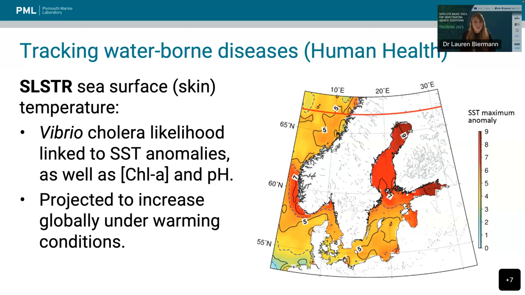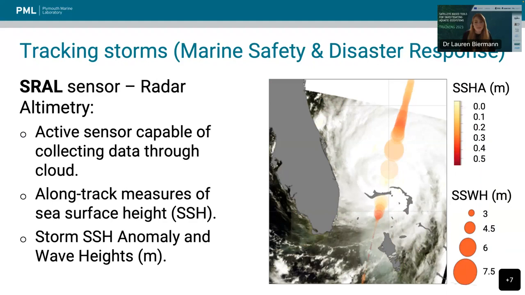tracking waterborne diseases. By taking the temperature of the skin of the sea, we're able to start to assess and look for sea surface temperature anomalies in conjunction with chlorophyll A and pH to assess risk of cholera outbreaks along coastlines. And this is really important because as sea surface temperature increases, so too does the risk of these Vibrio infections under warming conditions. And you can measure this data at the same time as your ocean color data to give you chlorophyll A, which is really important.